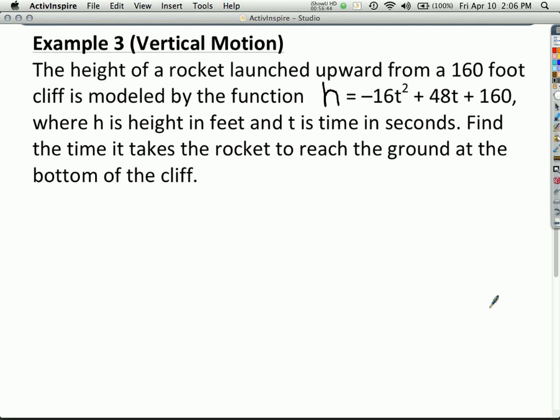So you've read the scenario. We're talking about a rocket that's getting launched from 160 feet up in the air, a cliff. We don't have a huge number of cliffs in Florida, but maybe by the ocean we do. But all over the country, there's plenty of them. So a rocket is being launched, and its vertical velocity is 48 feet per second. That's in the function right there.